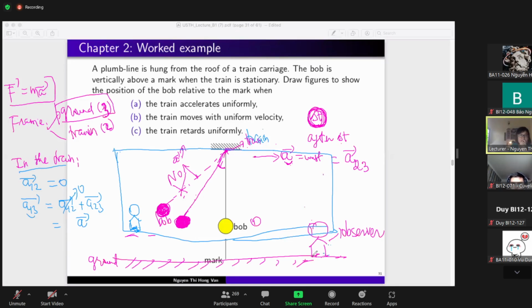And then if that is the case, why does this guy go to the left? I think something has a mistake here. It doesn't prove that A13. According to this, I would say the bob is still here. Agree? Yeah. But David said that it goes to the left. Can you explain why?